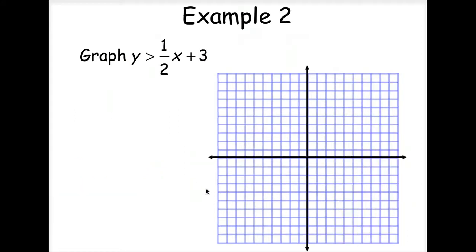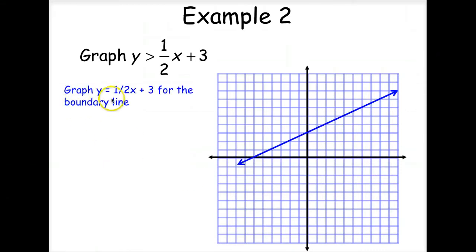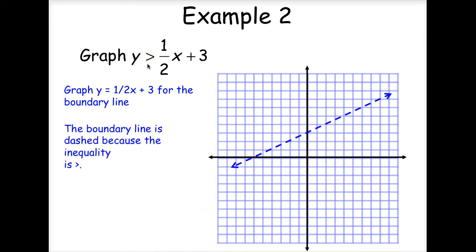Okay, very good. Let's look at example 2. So first of all, we're going to graph the equation of the line y is equal to 1/2 x plus 3. However, we don't have "or equal to." It is a dashed line because that's just a simple inequality, greater than.